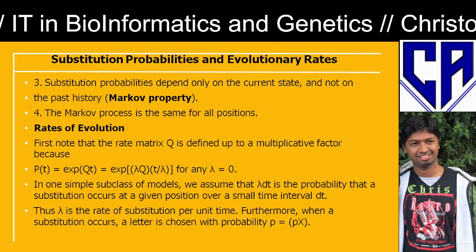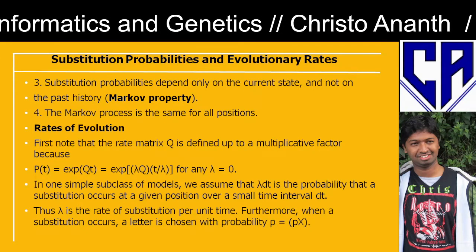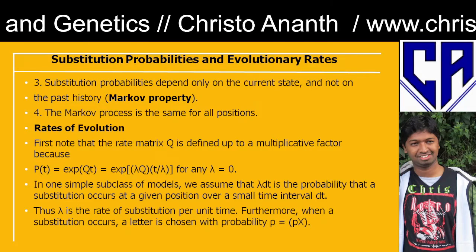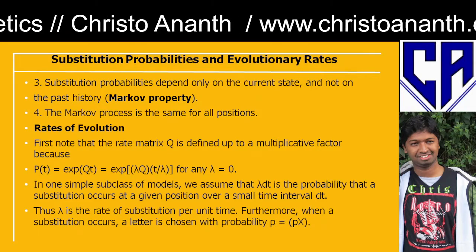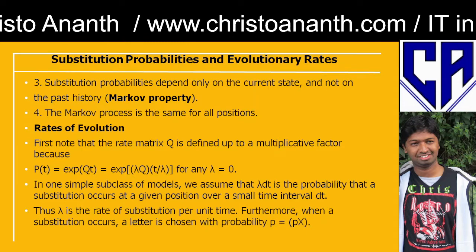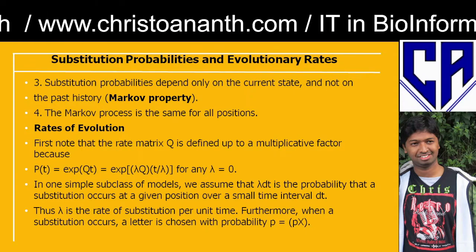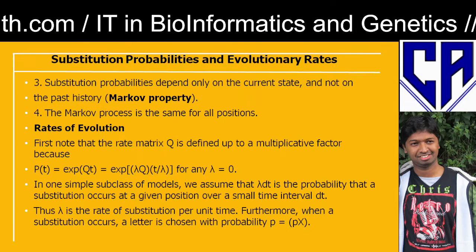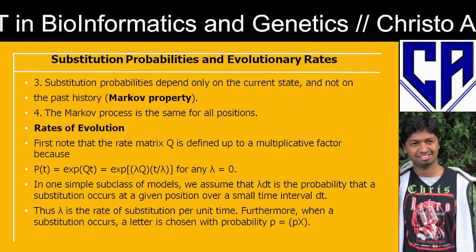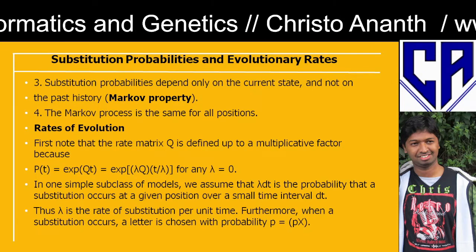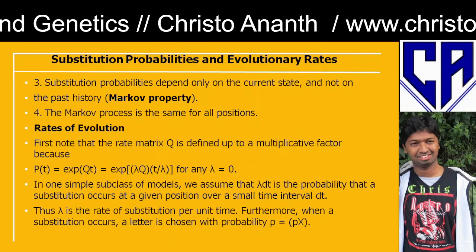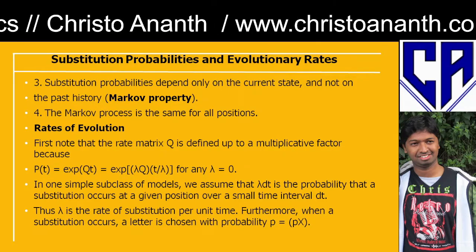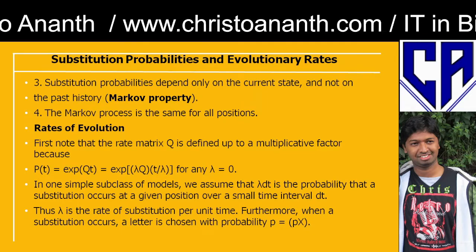We have the rate matrix Q, which is defined by a multiplicative factor. So P of t is equal to exponential Q of t, equal to exponential lambda Q t by lambda for any lambda greater than 0. So lambda you can call the substitution rate per unit time, and you can choose this probability P equal to P of x. So wherever we have x, we can substitute the y. So that is actually the substitution probability.